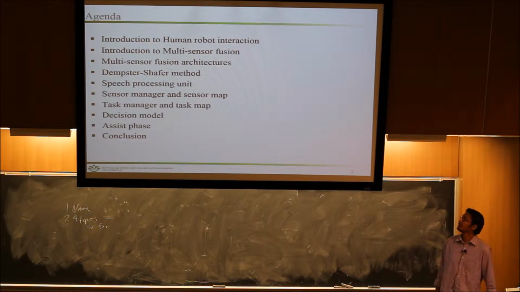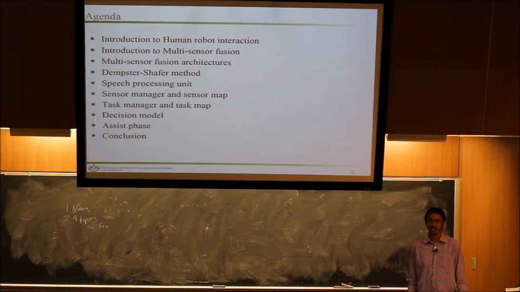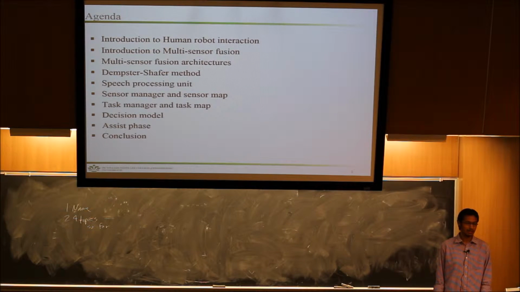The overview of today's presentation involves an introduction to HRI, that is human-robot interaction, and multi-sensor fusion, followed by the different architectures of multi-sensor fusion, the fusion algorithm called the Dempster-Shafer theory of evidence, the speech processor, the sensor manager and the task manager, which are the novelties of this work, the decision framework itself, and the assist phase and conclusion.